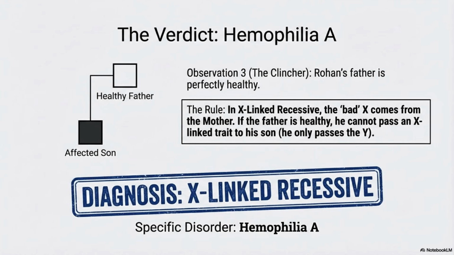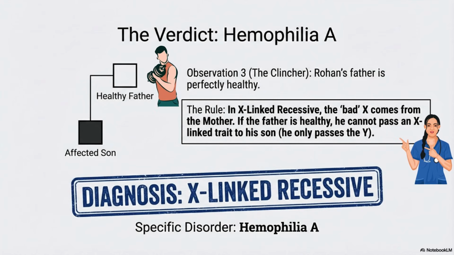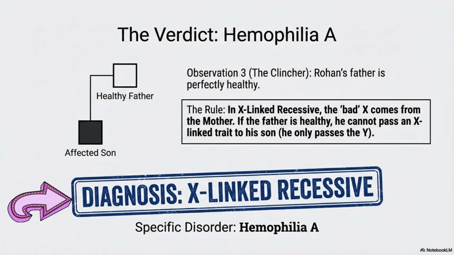Observation 3, the clincher. Rohan's father is perfectly healthy. And the rule was, in X-linked recessive, the bad X comes from the mother. So this is an example of X-linked recessive inheritance.